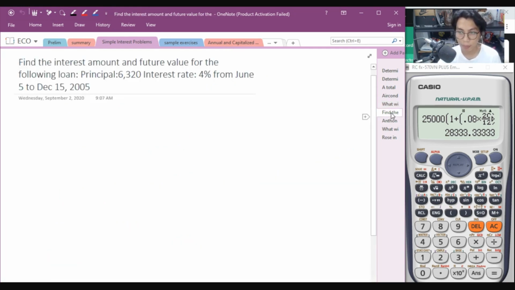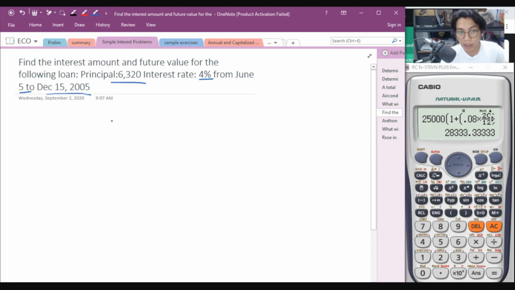Next one. Find the interest amount and future value for the following loan. Okay? You have a principal of 6,320 pesos at an interest rate of 4% from June 5 to December 15, 2005. So, you were given an exact date and an exact year.